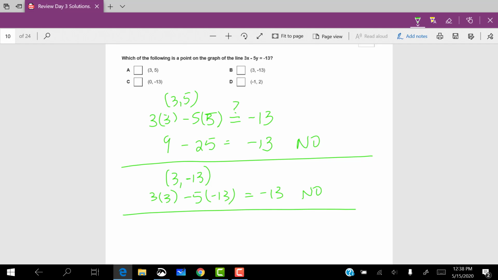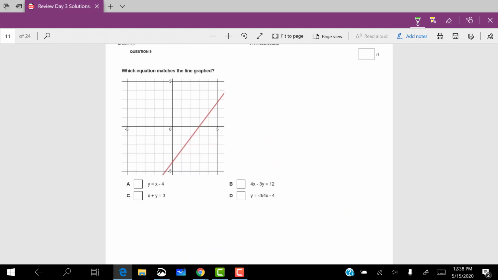Let's try a negative 1, 2. So I've got 3 minus 10. Sorry, negative 3 minus 10, which is indeed negative 13. So negative 1, 2.